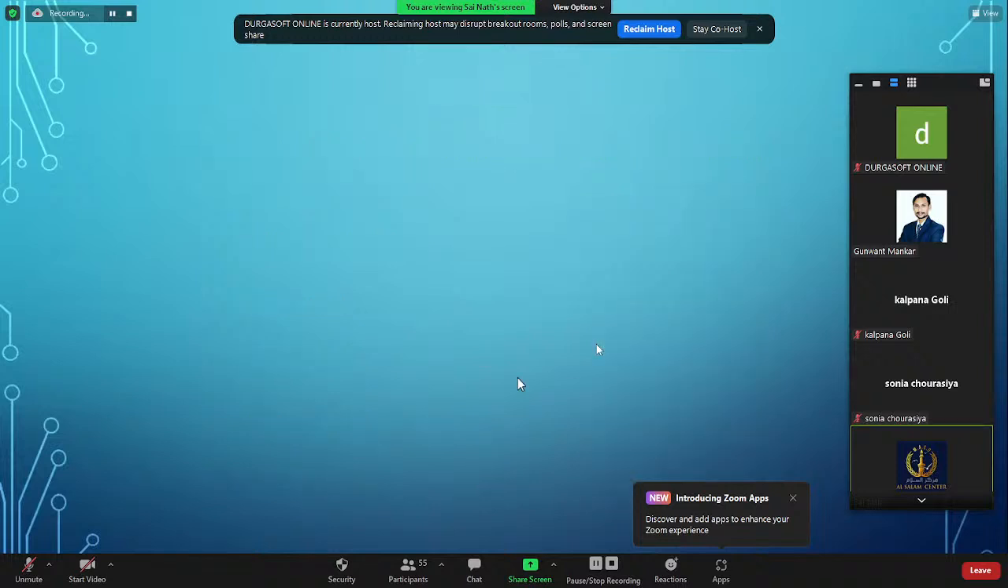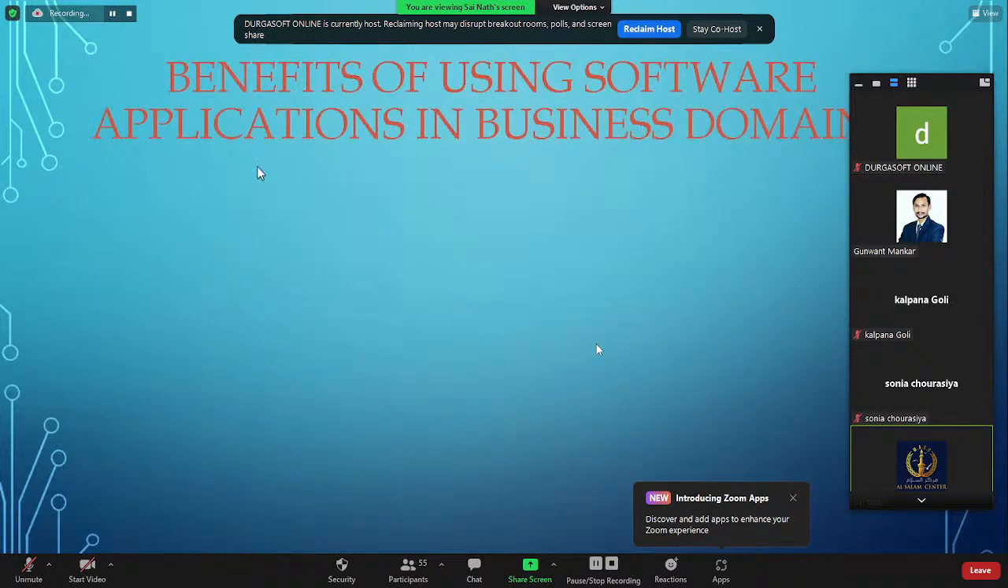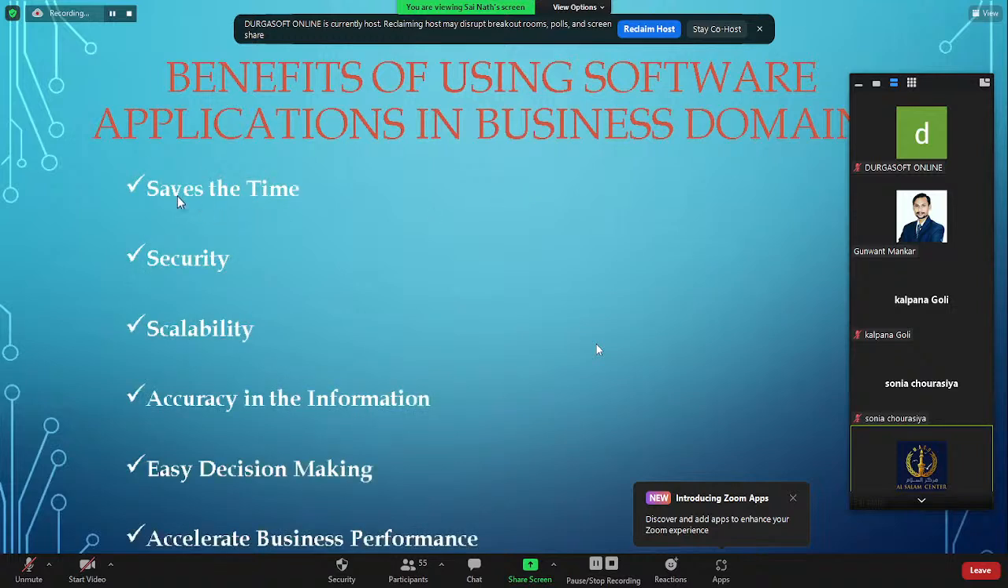Okay. Tell me, the benefits of using software applications in the business domains. What are the benefits? It saves time. Time saving, security. Yes or no? Scalability. You will get accurate information. Take decisions easily. You can accelerate your business performance. Yes or no?